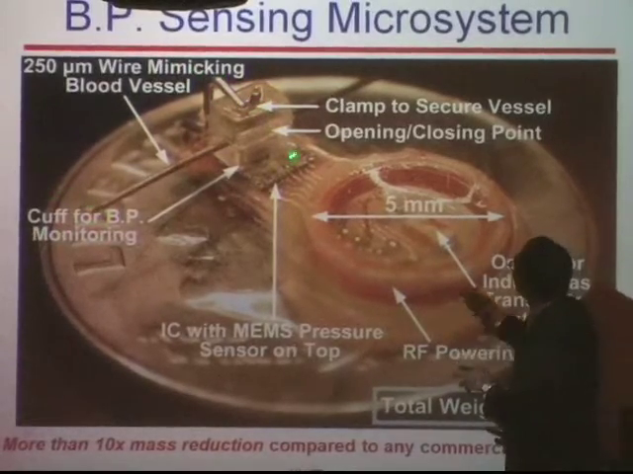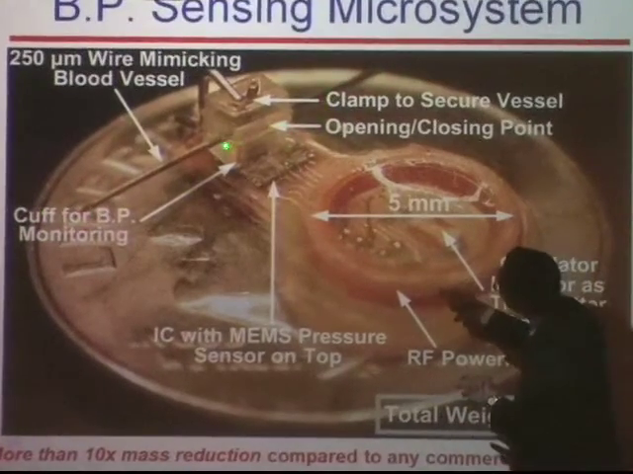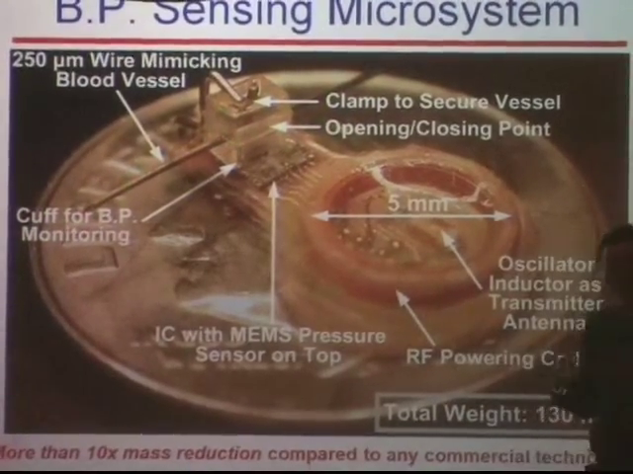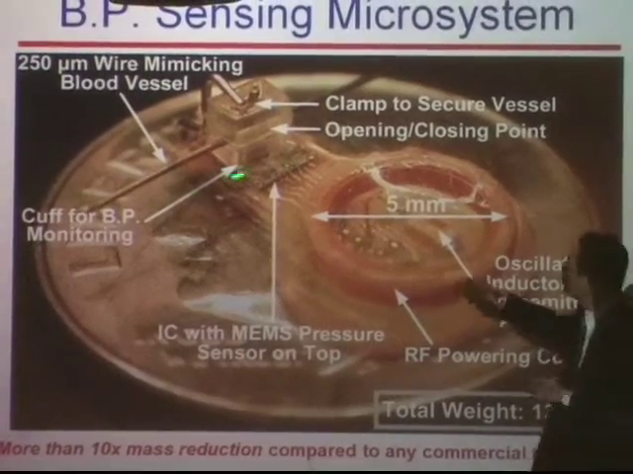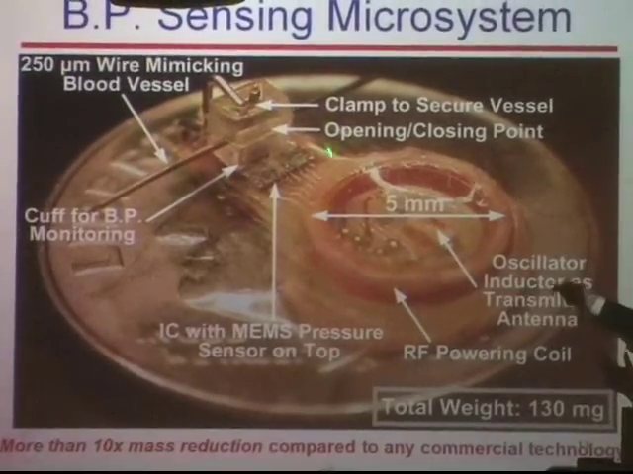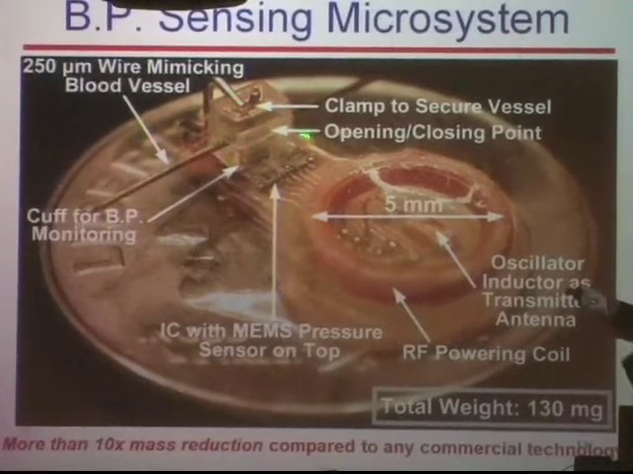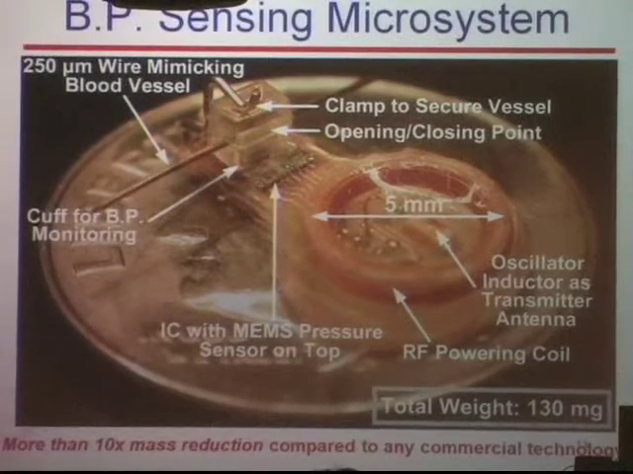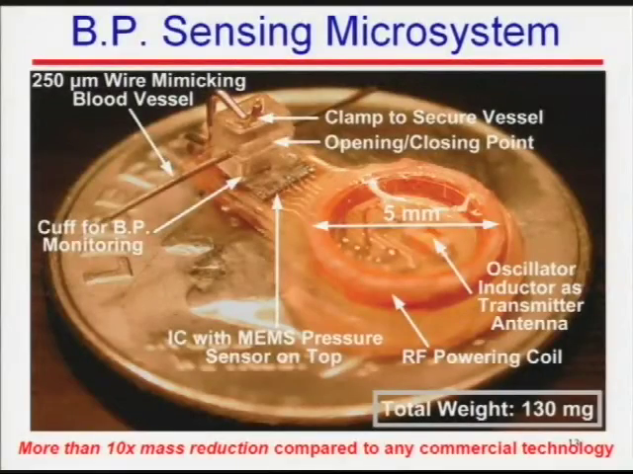And this is a thin wire going through the middle of the sensing cuff, sort of mimicking a blood vessel. In reality, this wire would be a blood vessel, and you use this flat sensing cuff to enclose around the vessel for blood pressure sensing. The total weight is only 130 milligrams. That is 15 times smaller than the conventional weight I showed you earlier, which is about 2 grams. So it's more than 10x mass reduction compared to any available implant technology today.